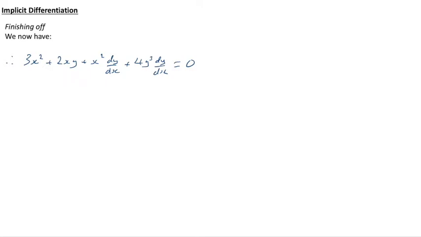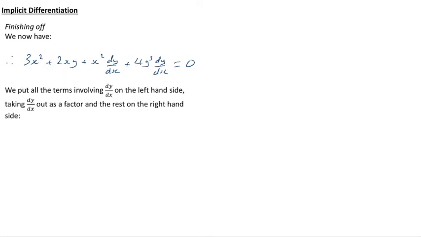So what we need to do is gather all the terms that have dy by dx in on the left hand side. Then we take, or at the same time generally, we take the dy by dx out as a factor, and then the other terms we need to put on the right hand side. So how does that work?